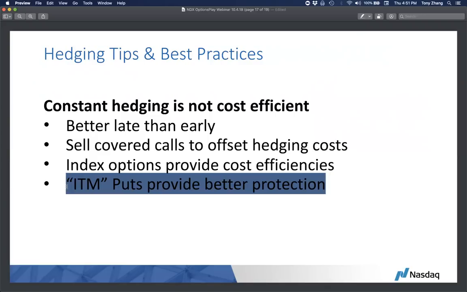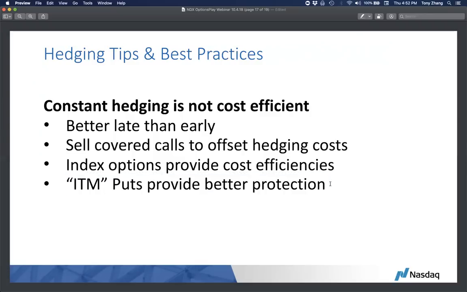Because at that point you're fairly confident the market will continue to correct, that's where buying in the money puts, even though it costs more money, will give you far better protection on your portfolio. Even if the market doesn't continue to correct, even if the market stays where it is, those in the money puts many times will provide you with similar protection as those catastrophic puts. But if the market does severely correct, you get much better protection.